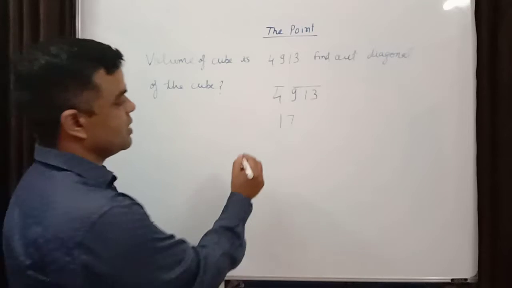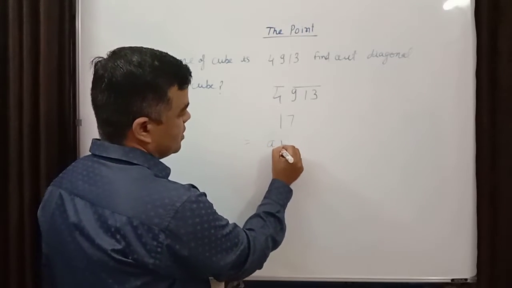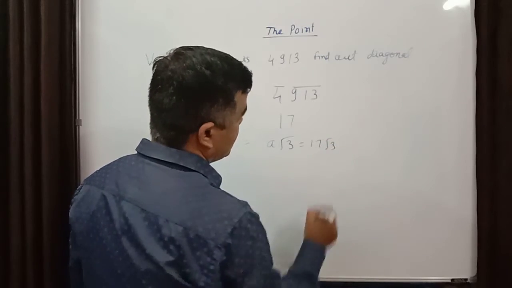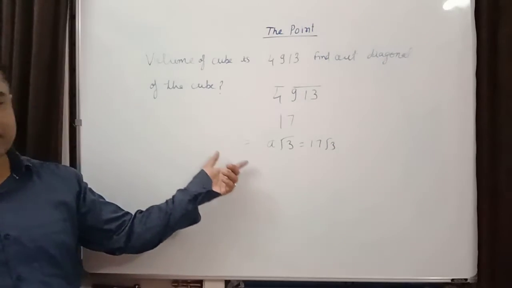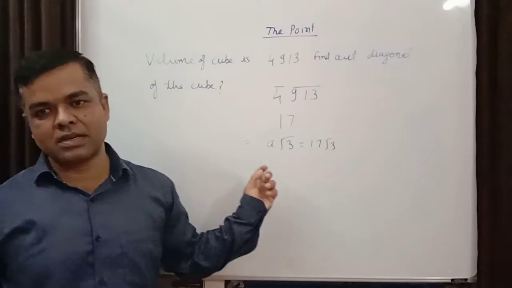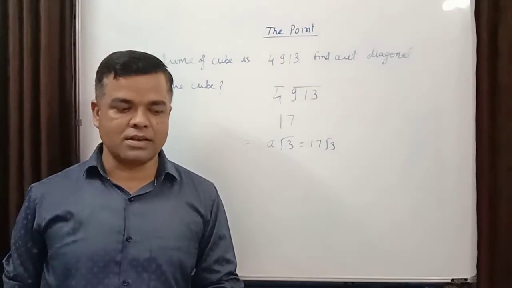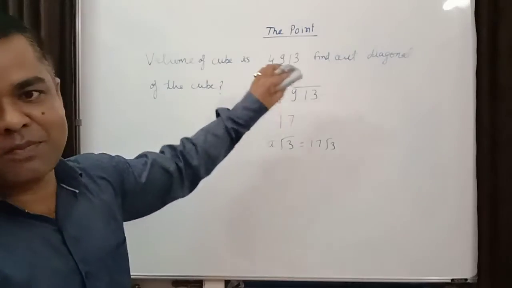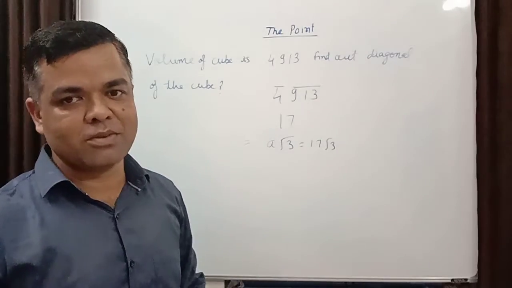Now the diagonal is very easy: root 3 times the side, which means 17 root 3. Very easily, using that trick, you can do this question in less than 10 seconds. There is no doubt that if the volume of a cube is given, it will be a perfect cube.